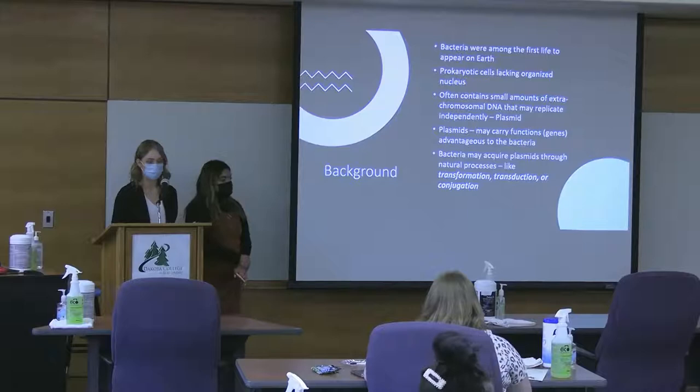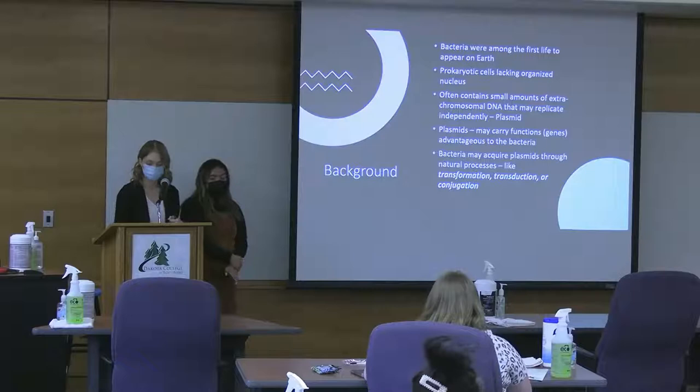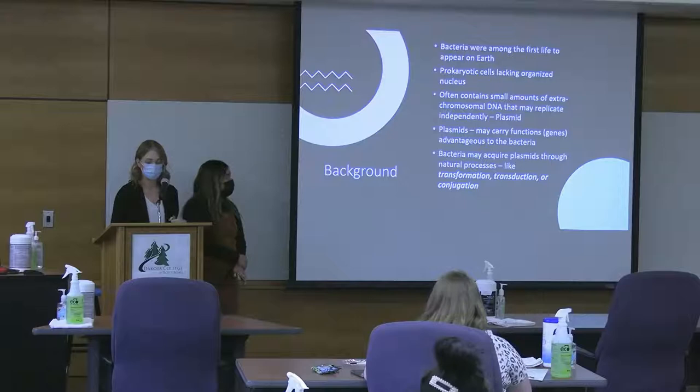The plasmid often contains genes that give the bacterium some advantage over other bacteria, such as it may contain a gene that makes the bacterium resistant to certain antibiotics. Bacteria may acquire plasmids through natural processes like transformation, transduction, and conjugation, which we'll get to in the next slide.